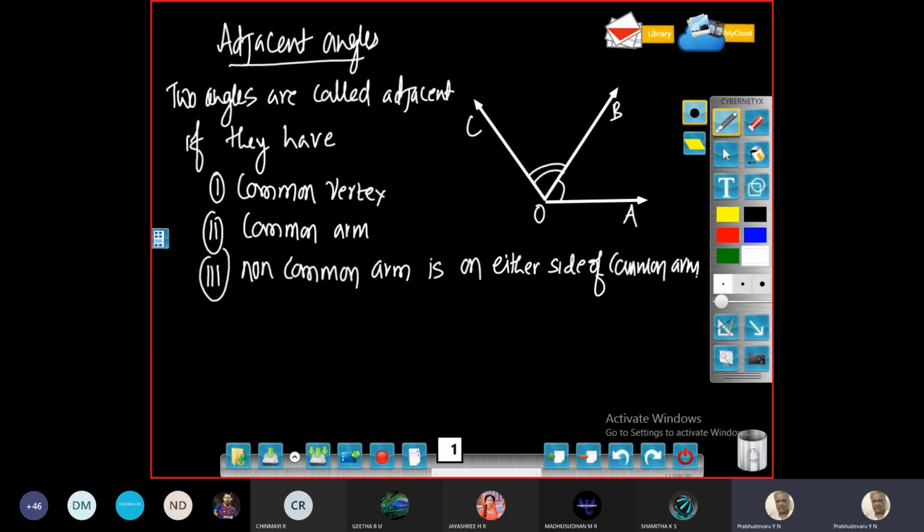Here, I will show what the common arms, non-common arms, and all these things are. So in angle AOB, we have two rays, OA and OB. In BOC also we have two rays, OB and OC. In both angles, one arm is common. What is that common arm? This OB, it's a common arm. And this is non-common arm, and then this is also non-common arm.